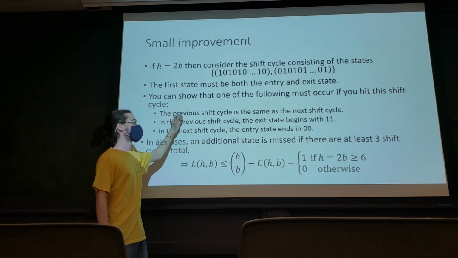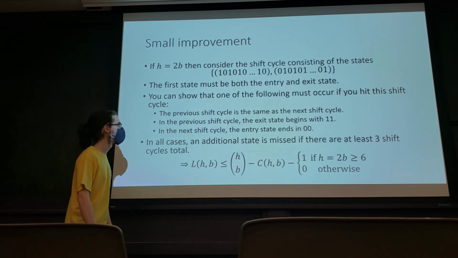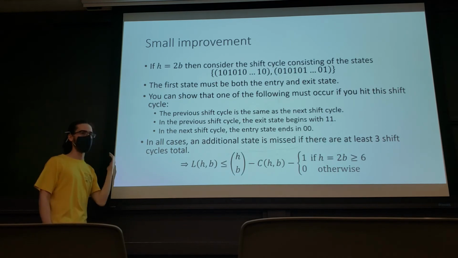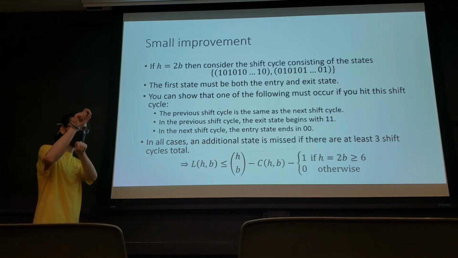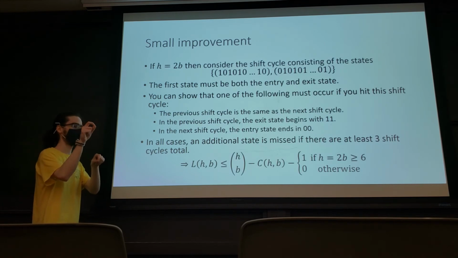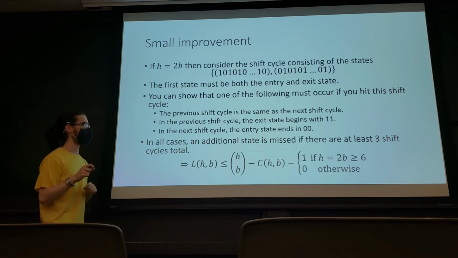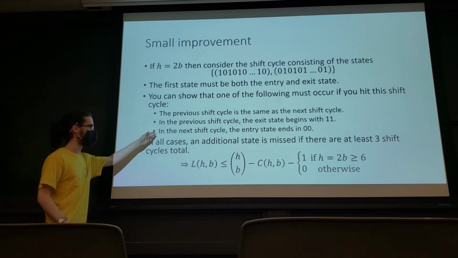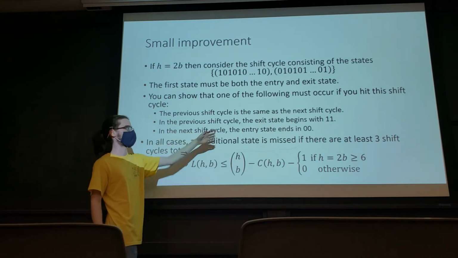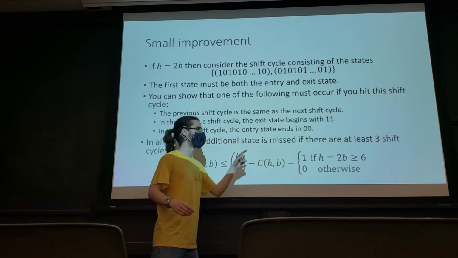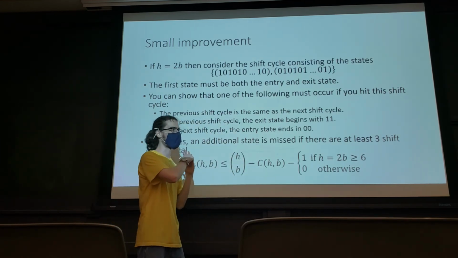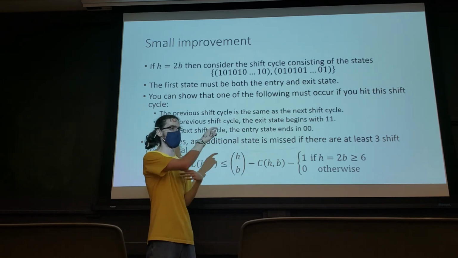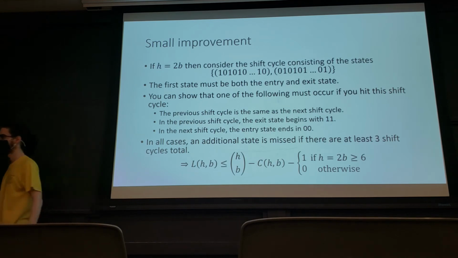Or if we enter it, we have to miss an additional state in some way. And so the reason you miss an additional state in the first case is because if we enter a shift cycle at 2 different points, both of the previous states in that shift cycle from those 2 points have to be missed. And in the third case, in the next shift cycle, if the entry state ends in 0, 0, then not just the previous state, but the one before that also begins with 0. It's just a cyclic rotation, and so we have to miss both of those. And something similar for the second case.